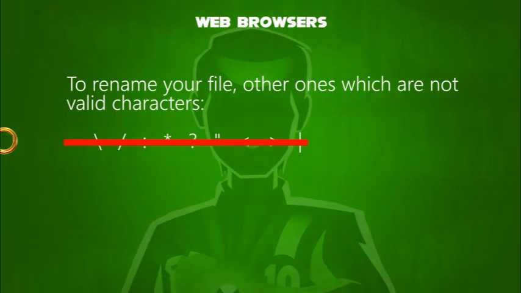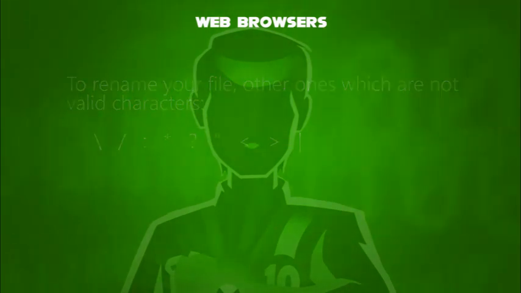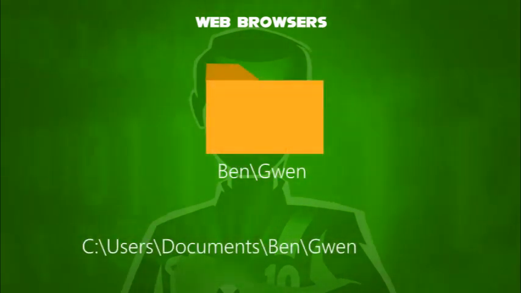For example, if you wrote the file name ben\gwen, the directory would return in the form C: users / documents / ben / gwen. Windows will find that there is a separator in the file name and divide it into two names. It shows a folder named Gwen inside the folder Ben. Thus, Windows gets confused with other characters.